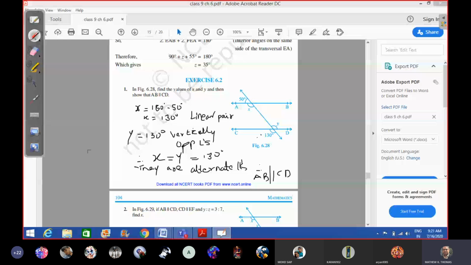Now here Y and Z are in the ratio 3:7. Now if you look at the figure, this is Y. So first thing that we can do is that this will also be Y because vertically opposite angles are equal. That's on the figure.